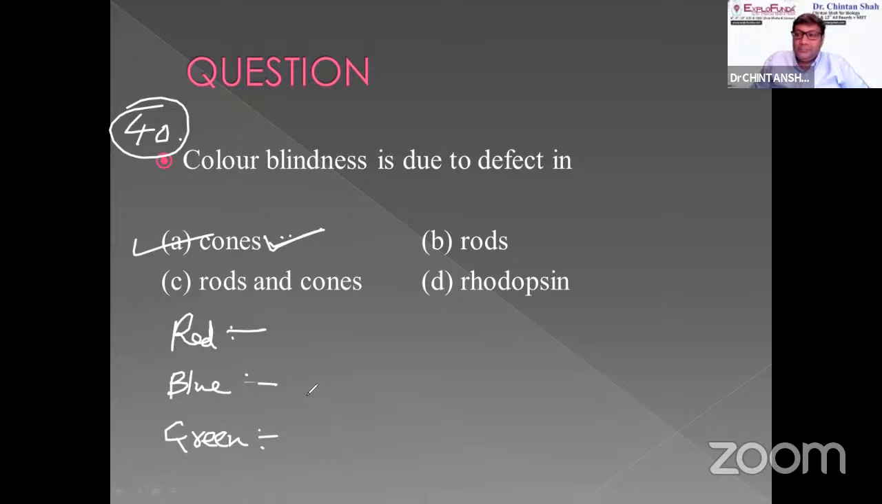No, rhodopsin is not a red. The real names are like this. For red, it is erythrolabe. For blue, it is cyanolabe. And for green, it is chlorolabe. Okay, again, for red, it is erythrolabe. For blue, it is cyanolabe. And for green, it is chlorolabe.